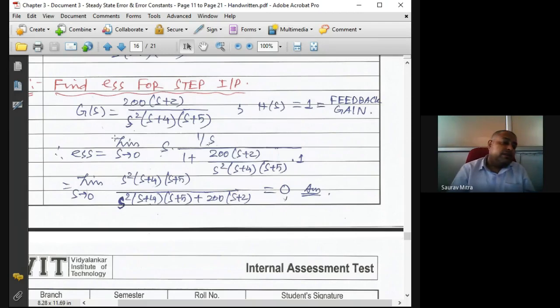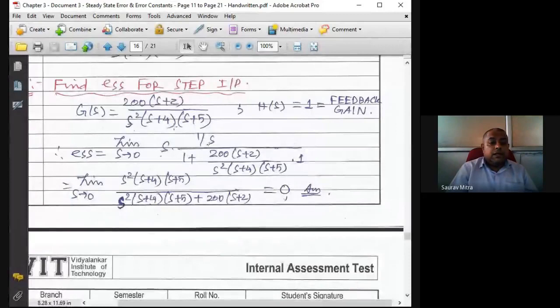Okay, so you can find it by the direct formula. The direct formula is E(S), okay, is equal to limit S tends to 0 of S into R(S), so that you have to understand. This I have calculated by the classical method: limit S tends to 0 of S into R(S) divided by 1 plus G(S) into H(S). Okay, so you can take a screenshot and write it below. That is, the steady state error is calculated by the classical method, that is E_ss equal to limit S tends to 0 of S into R(S) divided by 1 plus G(S) into H(S).